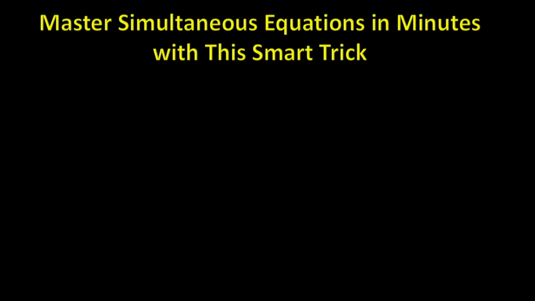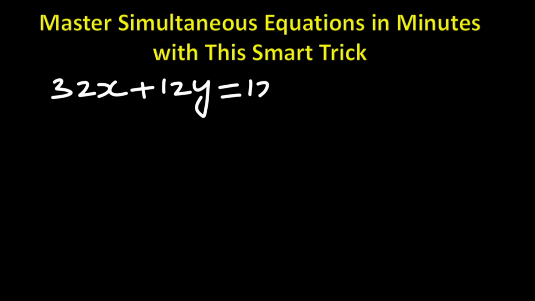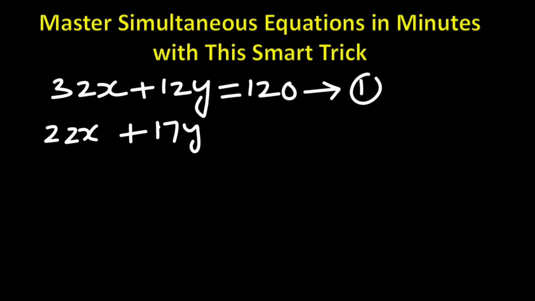Alright, so question 3. Let's take that as 32x plus 12y equals, say that as 120. Let that be equation number 1. And the second equation, 22x plus 17y equals, let that be 100. So this is the second equation.